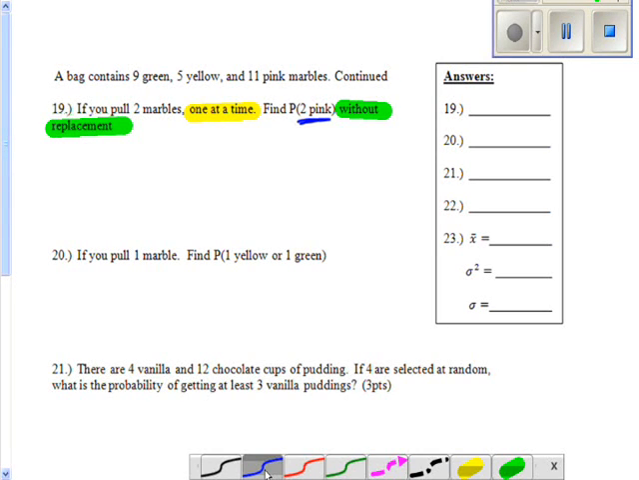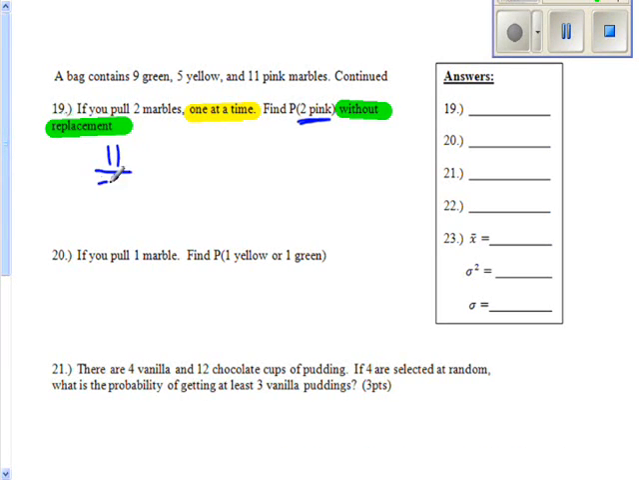Probability of pink, there's 11 pink marbles out of 25 marbles total. All right, but without replacement means I'm going to assume that I reached in, pulled out a pink marble, and I don't put it back. So now I've pulled out 1 pink marble. That means there's only 10 pink marbles left for my second draw, and there's only 24 marbles total when I go to pull the second marble.